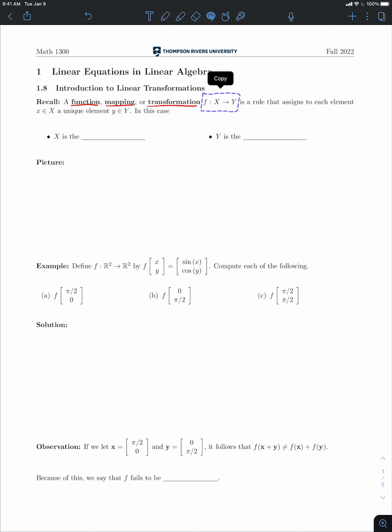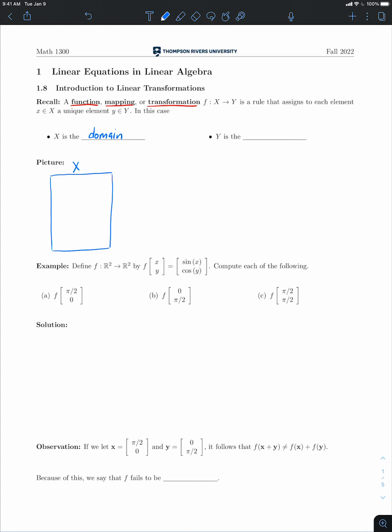Then you see the capital X. That's telling you that the domain of the function is capital X. So you're expecting capital X to be a set of values. And what that set really represents is the set of values that you're allowed to plug into the function. It's what the function is expecting as input.